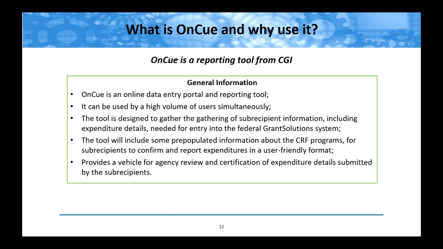So why are we using Onkey? We're using Onkey as an online platform to allow for multiple subrecipients to be able to enter information simultaneously and to collect all of that information into a single reporting tool to facilitate the federal reporting requirements. The idea is that the Onkey tool will provide a much more user-friendly submission experience than the import tool that's being provided by the federal government. So that's why we're using Onkey to provide a more user-friendly way to collect information from a number of subrecipients.